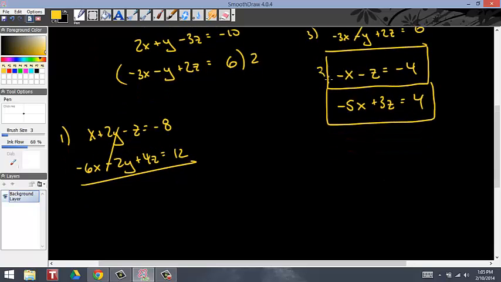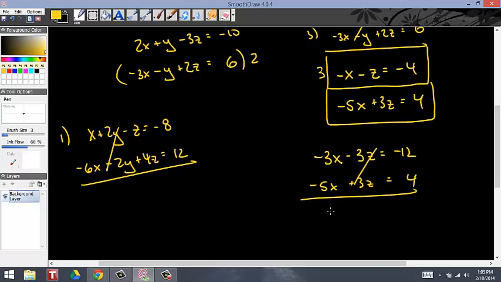So I'm going to multiply the top by 3. So I get negative 3x minus 3z equals negative 12. Negative 5x plus 3z equals 4. Those are gone. I end up with 8x equals negative 8. x equals negative 1. Woohoo!